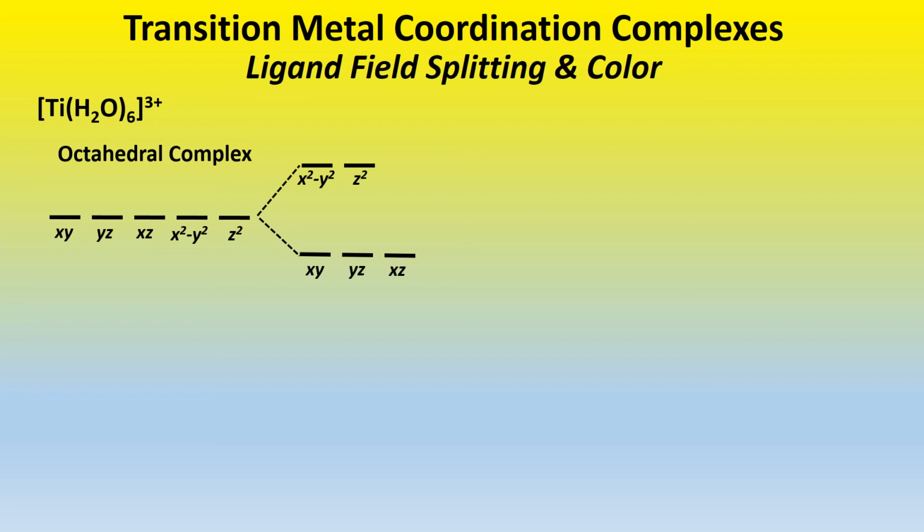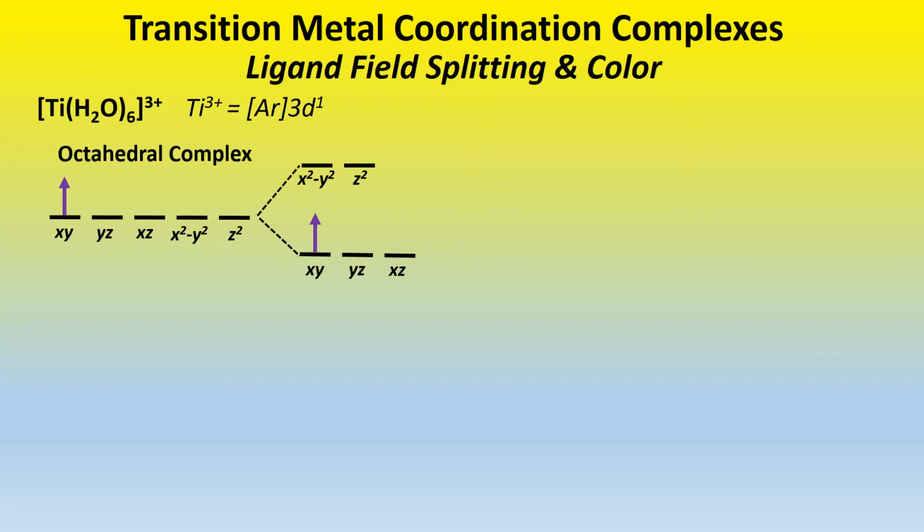And titanium 3+ means it has an electron configuration of argon 3d1. So I start off with my 5 d orbitals with 1 electron. Since it is an octahedral complex, this will be split 3 orbitals down, 2 up. And by the Aufbau principle, my lonely electron will sit on the bottom.